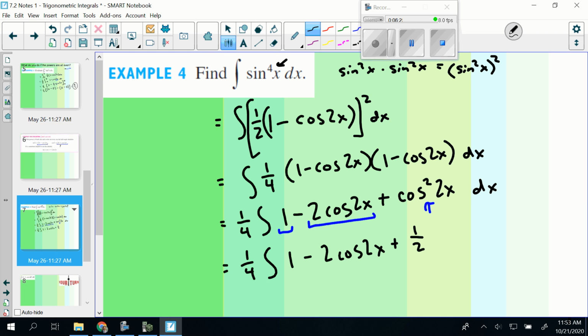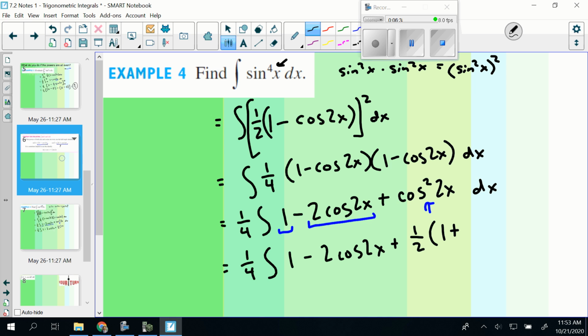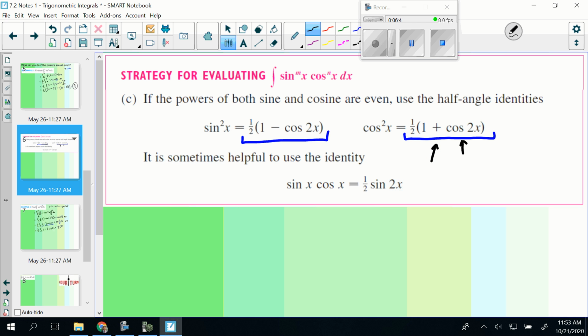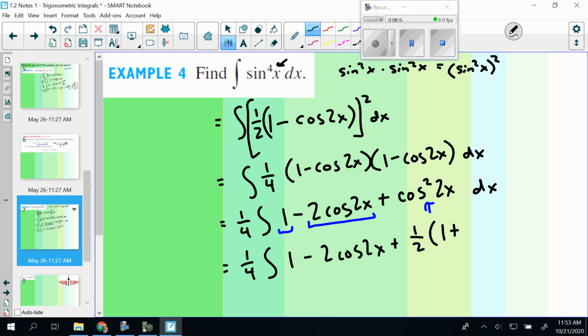The difference with this one though, it's 1/2 times 1 plus cosine of, I'm going to go back to here, cosine of 2x. But in this one, we're already dealing with a 2x. So if we already have a 2x here and we put 2x in here, now it's going to be 2 times 2x. So this will turn into cosine of 4x because it was already a 2x instead of an x.